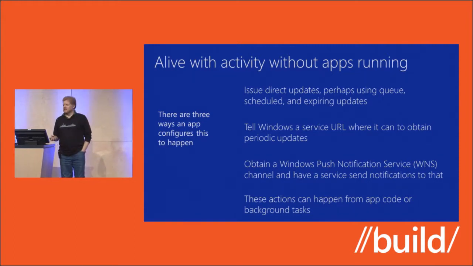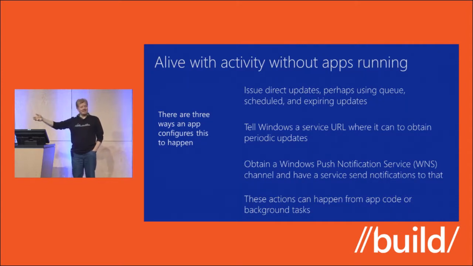The first item up here is that an app can issue direct updates whenever it wants to, if it's running. And it can schedule these out into the future, with an expiration date, so you can define a window of time in which that update should appear and then disappear. And you can also enable what is called the notification queue, so that up to 5 different updates that you can individually tag will cycle through on that particular tile.